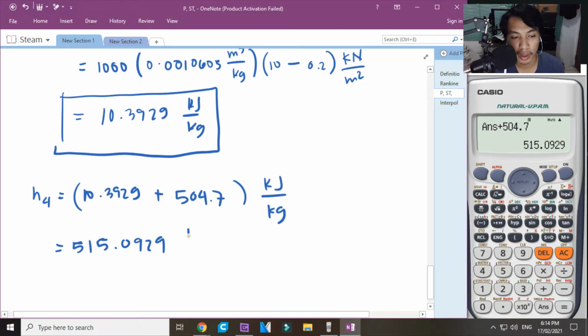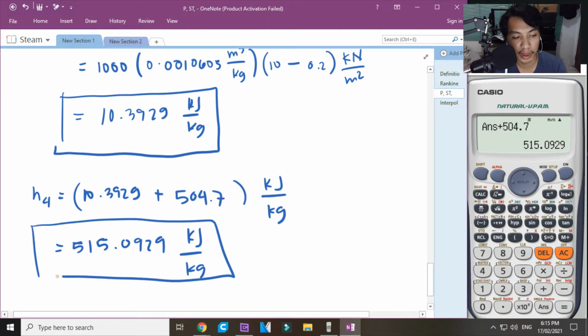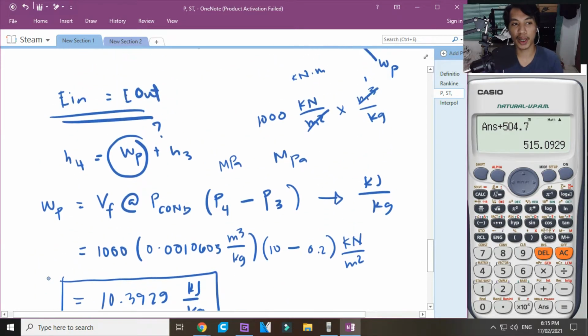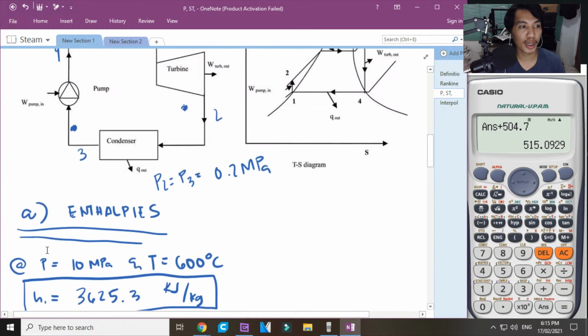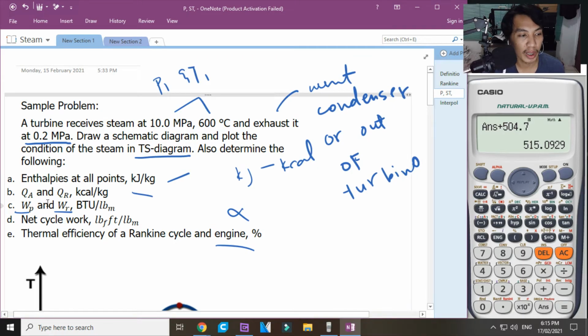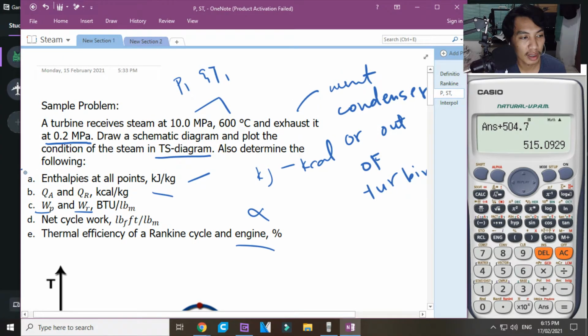515.0929 kilojoule per kilogram degree Kelvin. So, we can now solve for the parameters that are being asked. Let's solve for letter A. Okay? Letter A. Let's solve that.